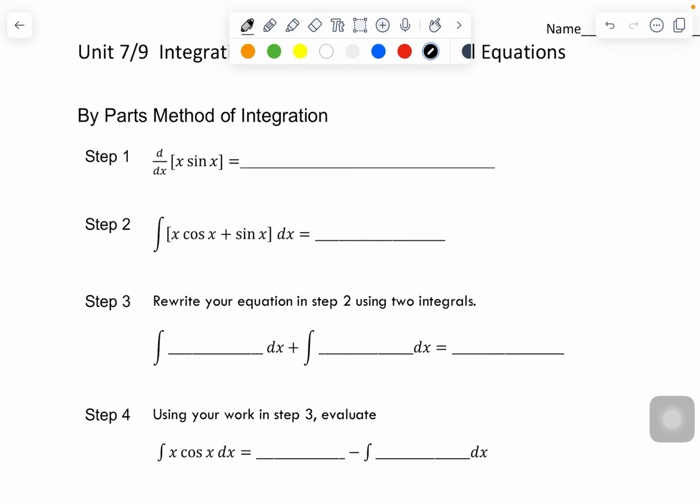Welcome back to another video, and today we're going to be tackling methods of integration, specifically integration by parts.